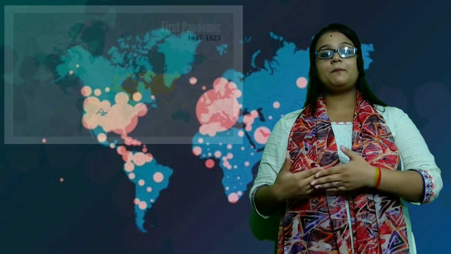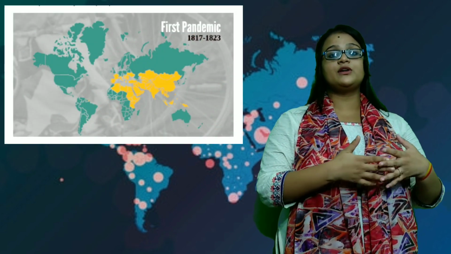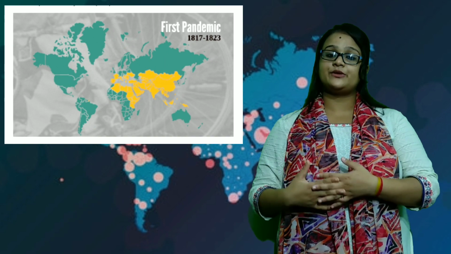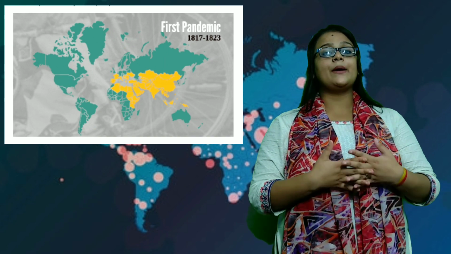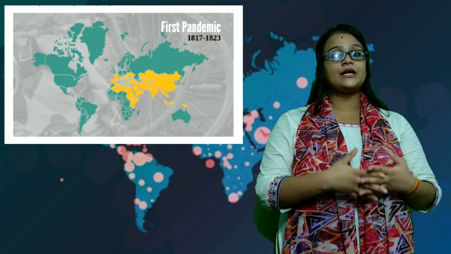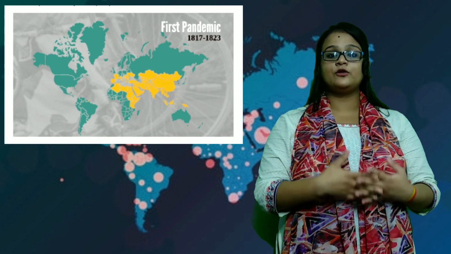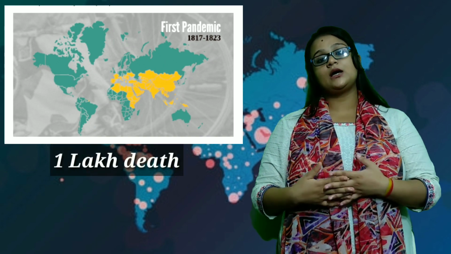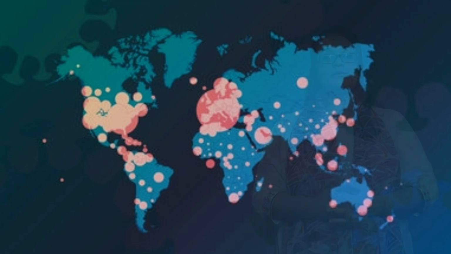The first cholera pandemic emerged out of the Ganga Delta in 1817. By 1820, it spread to Thailand, Indonesia and the Philippines, killing about 1 lakh people. It spread beyond Asia in 1821 towards Oman and the Persian Gulf.